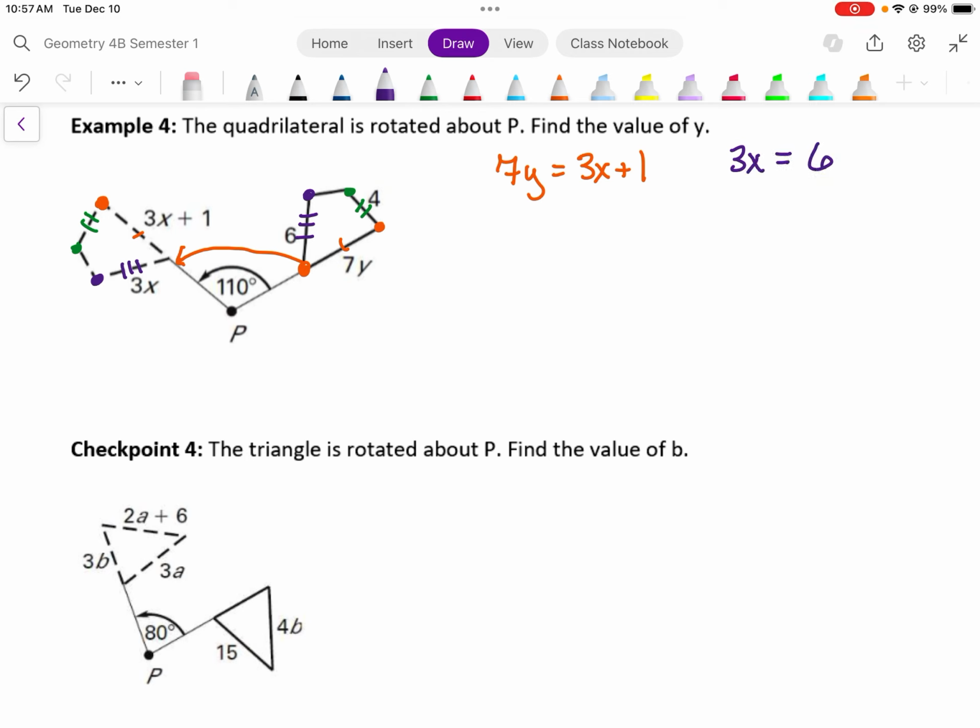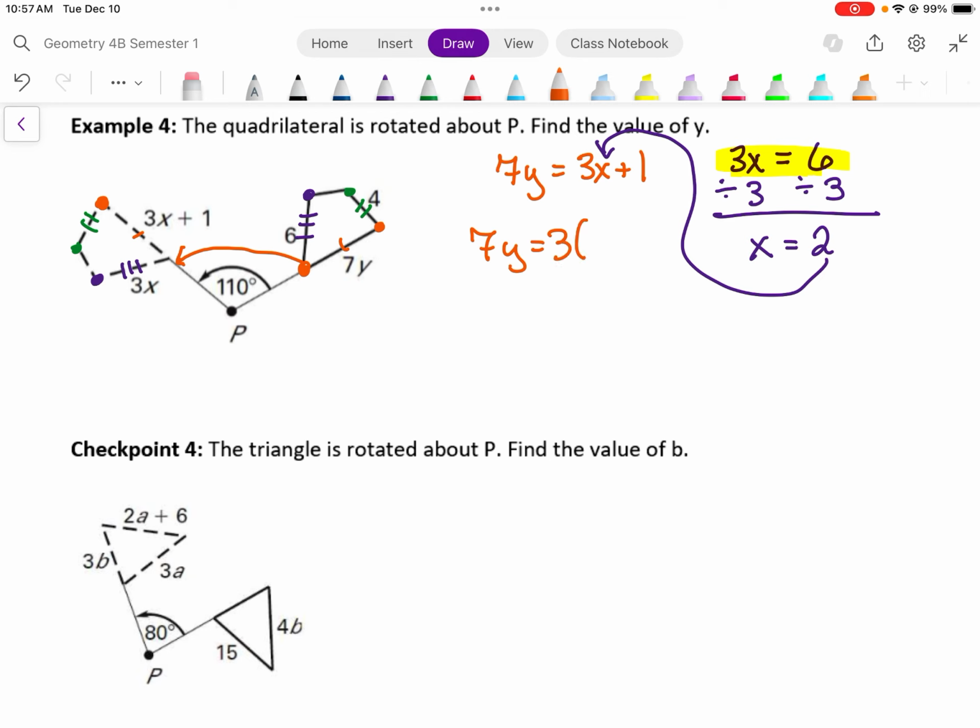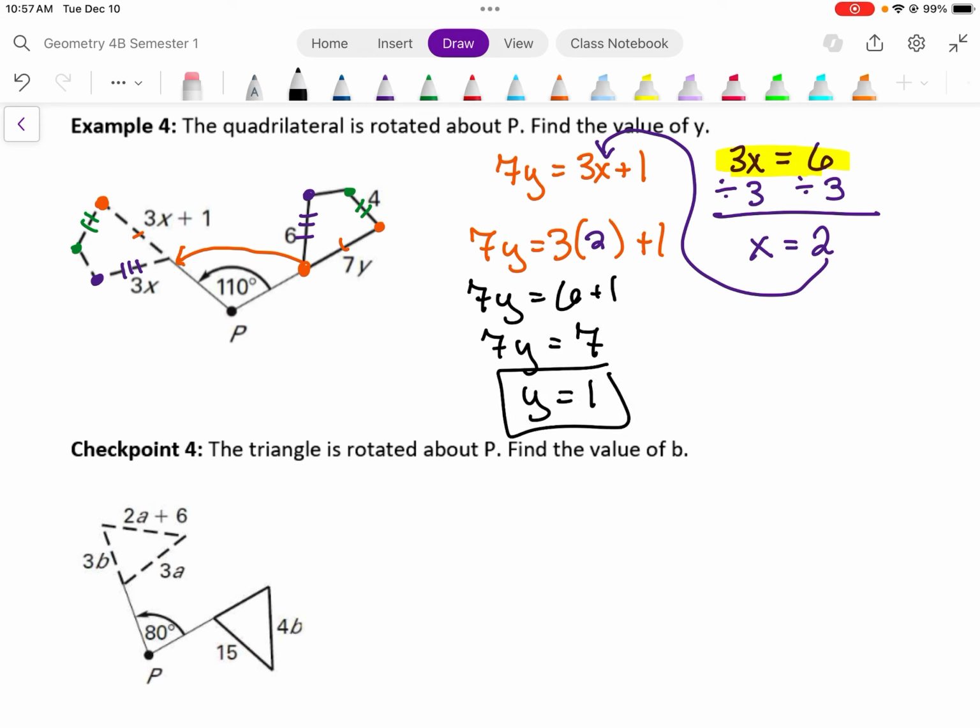For these problems, I recommend writing your equations. Pick the one that has one variable, solve that one first, and then use that to solve your second equation. So in this one, we get x is 2. We can plug that right there. So then we would have 7y equals 3 times 2 plus 1. Then we're able to solve for both of our variables. And we get x equals 2 and y equals 1.